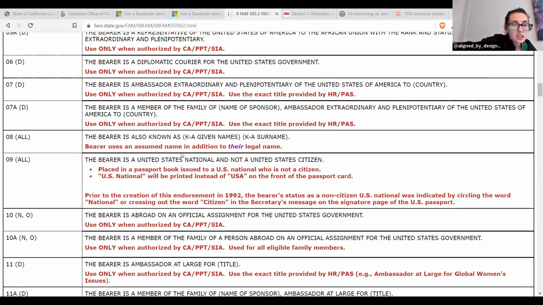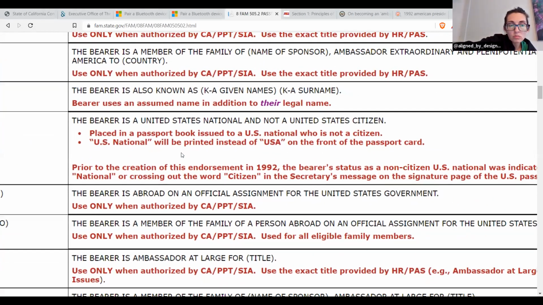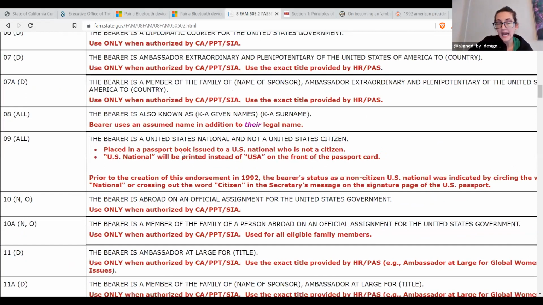There we go. Okay, so this is a code within their system, 09ALL. The bearer is a United States national and not a United States citizen. This is an actual status within their system that anyone can go with their passport to any passport agency and update. Hey, I want to update my status to national instead of citizen. Whoops, didn't even know I could do that. Fill out the paperwork correctly.